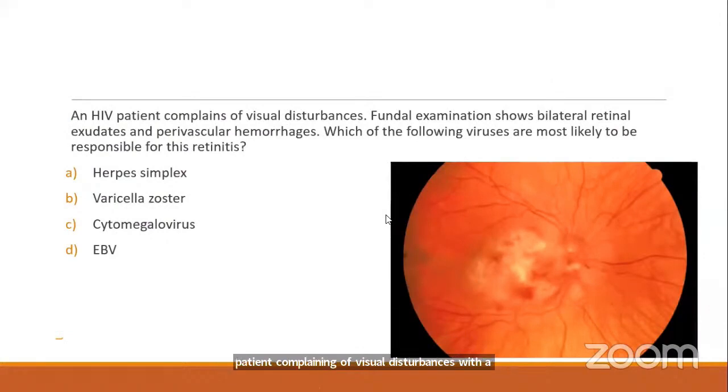So this is one among the opportunistic infections. An HIV patient complaining of visual disturbances with bilateral retinal exudates and perivascular hemorrhages. What could be the causative agent? Any answers? Yes, it is cytomegalovirus retinitis. You can see retinal involvement with patches on the fundus.